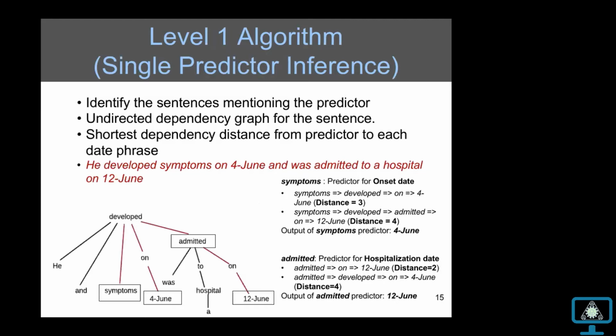And then we try to compute the shortest distance between the predictor and some date that is mentioned in that sentence. So for example, if the sentence says he developed symptoms on 4th June and was admitted to a hospital on 12th June, we compute the distance between these phrases and those specific dates like 4th June and 12th June, and use that information used by a predictor to decide which date to output. In some cases, the shorter one is better. In some cases, the longer one would be better. There's a whole range of features that will go in to decide which one is most effective.